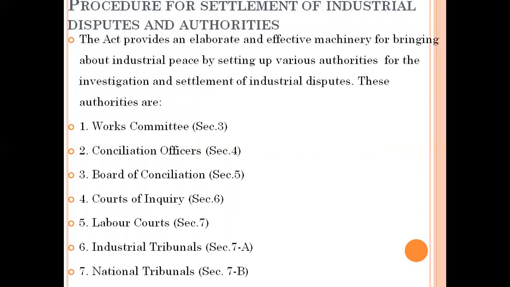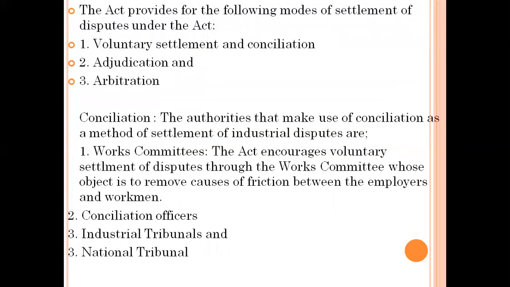So the Industrial Disputes Act 1947 provides an elaborate and wider effective machinery for the settlement of industrial disputes. And these various authorities for settlement of industrial disputes are as follows. First one is Works Committee. Second one, Conciliation Officers. Third one is Board of Conciliation. Fourth one is Court of Inquiry. Fifth one is Labor Courts. Sixth one, Industrial Tribunals. And seventh one, National Tribunals.